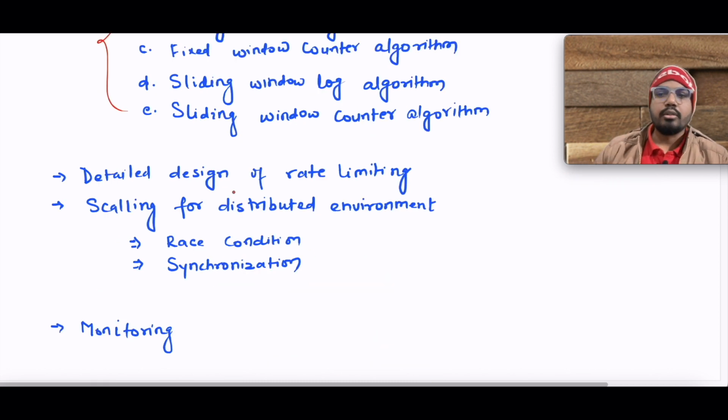Then we will talk about the detailed design of rate limiting, how you will design the rate limiting in your organization, in your infrastructure. Then suppose you want to scale your rate limiting to a distributed system, how can you scale? Whenever you scale, you will face the problem of race conditions. So how you can take care of those things, we'll discuss that. And then at last, monitoring: how you can monitor your rate limiter.